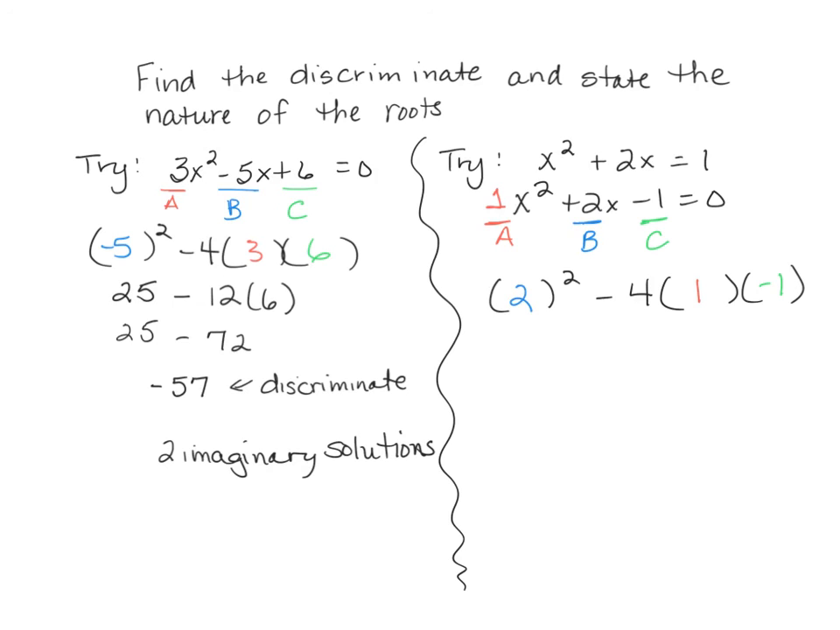Okay, so now this is 4 minus, and we can do this math. Negative 4 times 1 is negative 4 times a negative 1. Ooh, that's a positive 4. And 4 plus 4 is 8. Again, that's my discriminant. And then if I wanted to state the nature of the roots, because it's positive, you would tell me two real solutions.